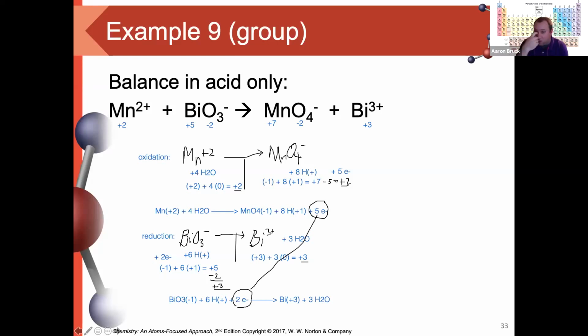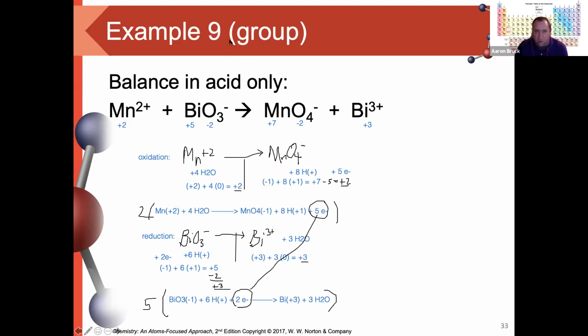And just like we did in the previous method, the way to do that is through a lowest common multiple. The lowest common multiple between 5 and 2 is 10. So I'm going to multiply both equations by a number to get them to 10 electrons either gained or lost. And that means that I'm going to have to take the manganese half reaction, multiply it by 2, and the bismuth half reaction and multiply it by 5.